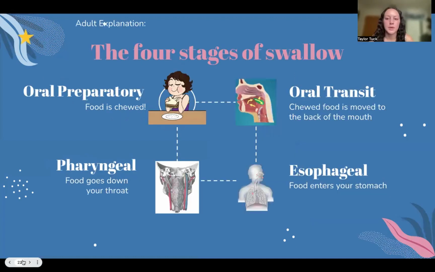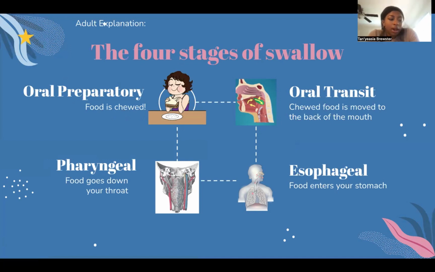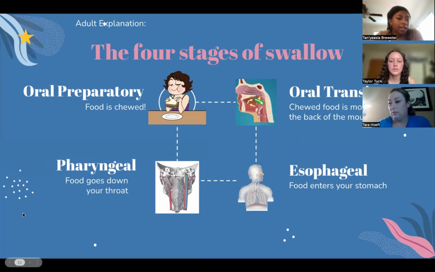Now we're going to explain the swallow to an adult. The 4 stages of swallow include the oral preparatory, oral transit, pharyngeal, and esophageal stage. The oral preparatory phase begins when food or liquid enters the mouth. During this phase, the substance is chewed and mixed with saliva to prepare for the oral transit stage.